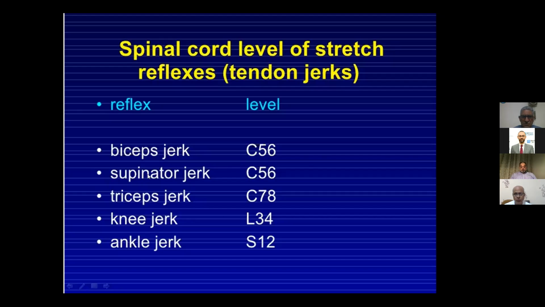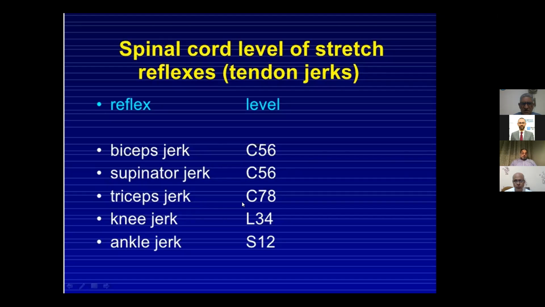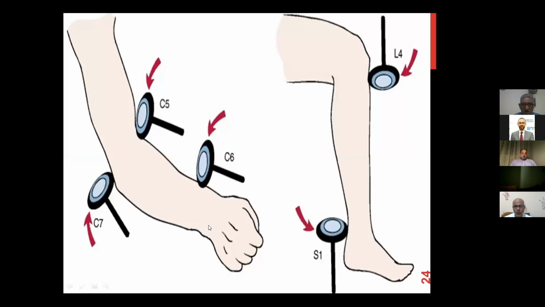Biceps jerk C5, supinator C5, triceps jerk C7, 8, knee jerk L3, 4, ankle jerk S1, 2. This again to repeat so that people memorize. L5 biceps, L6 supinator, L7 triceps, S1 Achilles ankle jerk, L4 knee jerk.